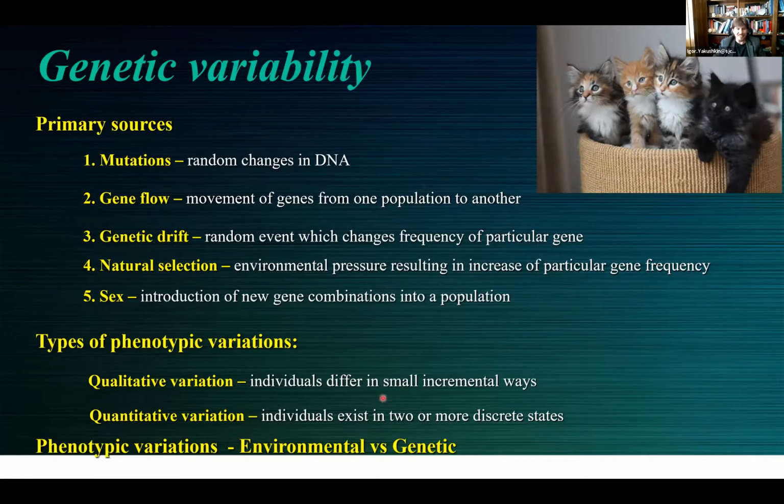Quantitative. Individuals exist in 2 or more discrete states. From the biological point of view, we have males and females. 2 discrete states. In most of the cases, you can tell this is a male, this is a female. Biologically speaking, I'm not talking about self-identification.